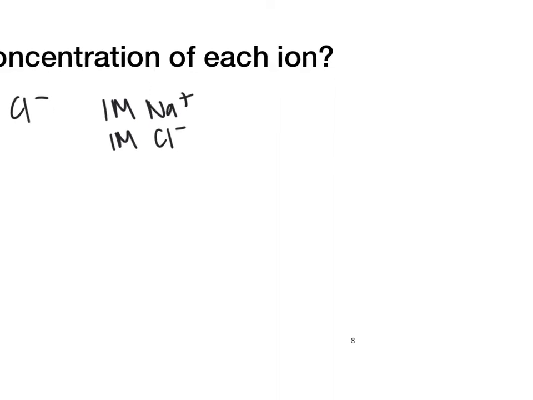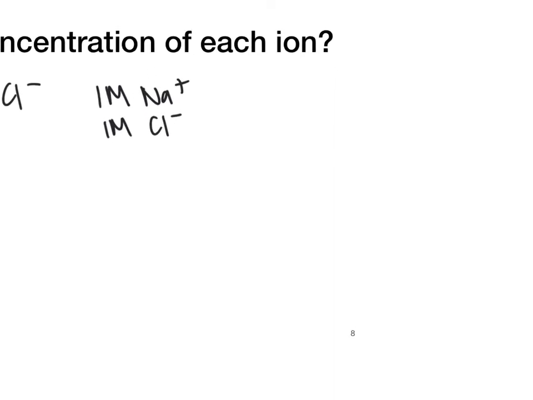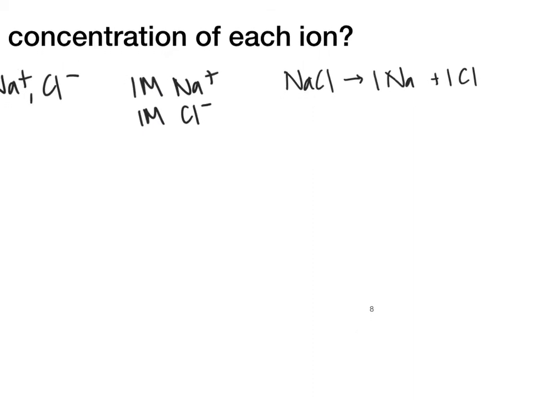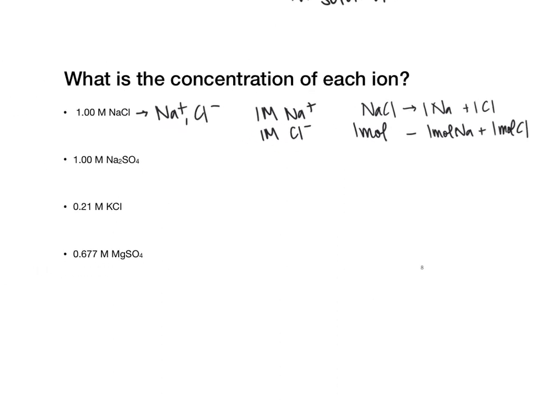Let's take a step back and think about, what does it mean to be sodium chloride? Each sodium chloride is composed of 1 sodium ion plus 1 chloride ion. And so if we have 1 mole of this, we have 1 mole of sodium and 1 mole of chloride. So the concentration will be the same.